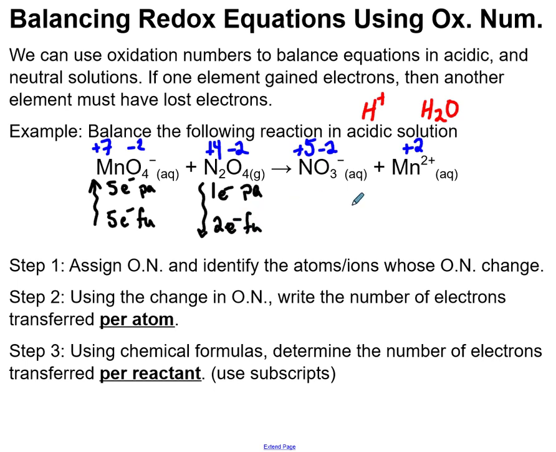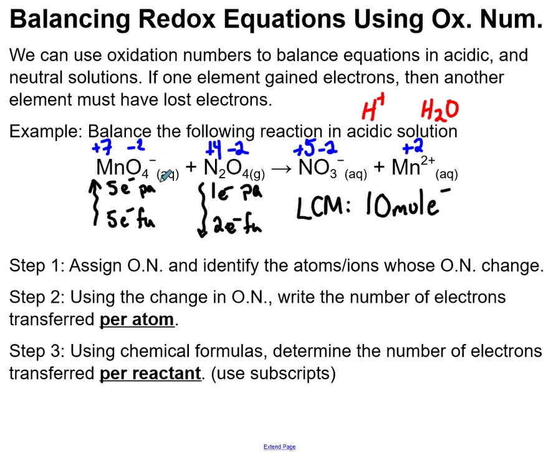So if this is gaining 5 electrons and that is losing 2 electrons, can this gain 5 if that loses 2? No, it can't. So we have to figure out how to balance it so they lose and gain the same number. We're going to use the lowest common multiple. The lowest common multiple between 5 and 2 is 10 moles of electrons. So 10 moles of electrons will be transferred from N2O4s, plural, to MnO4s, plural.